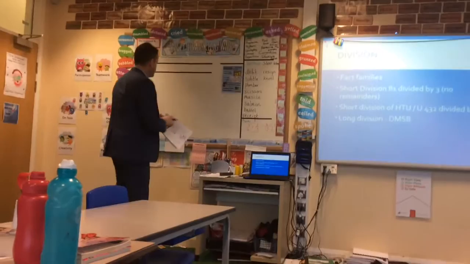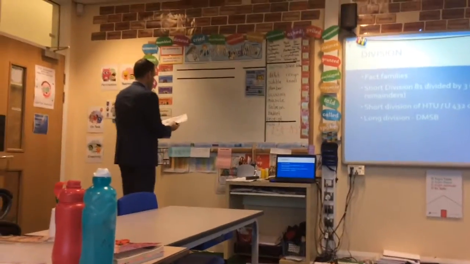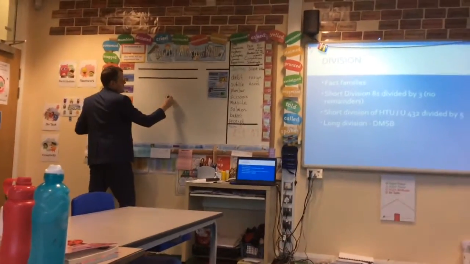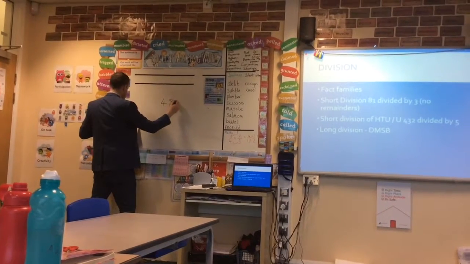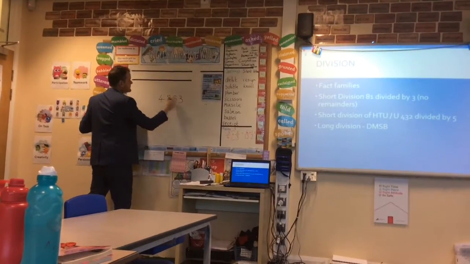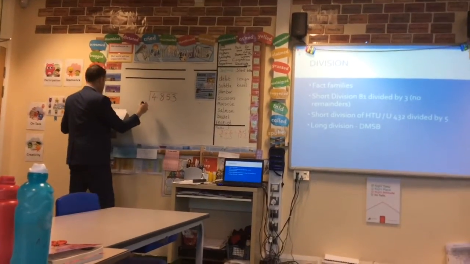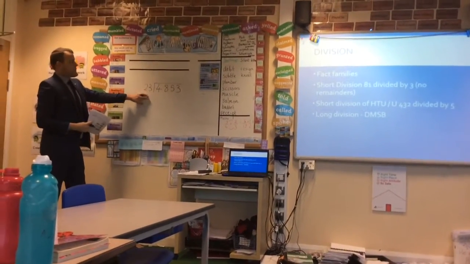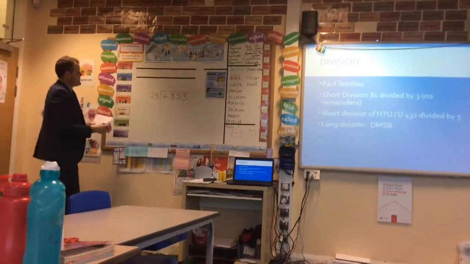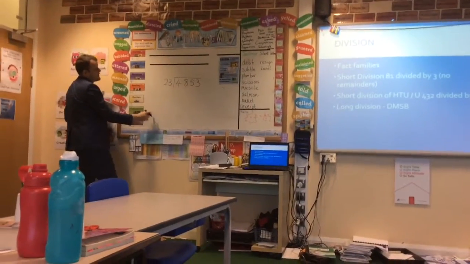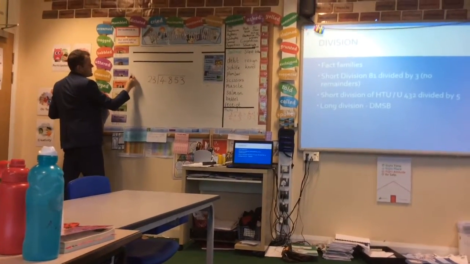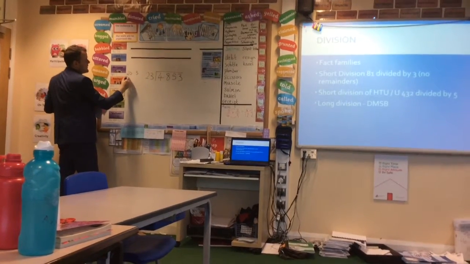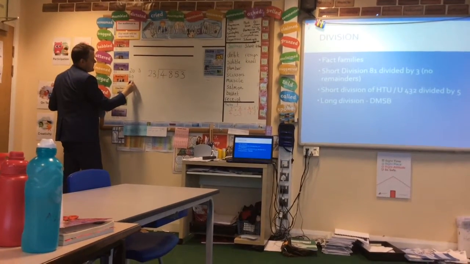So an example for this would be, say, 4,853 divided by 23. Now, obviously children don't know the 23 times tables, so they need to make a list of these here. And a nice way to do that is to partition and get the 20 and 3 and go up in 20s here.